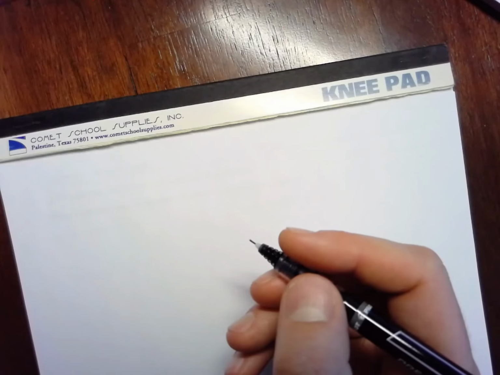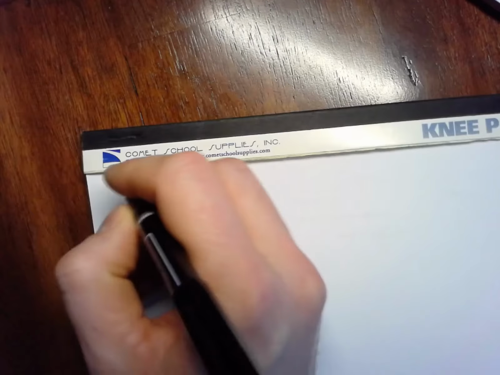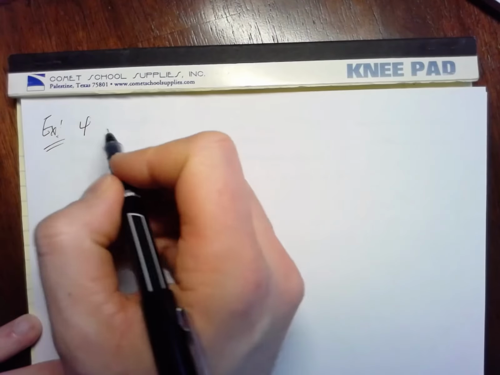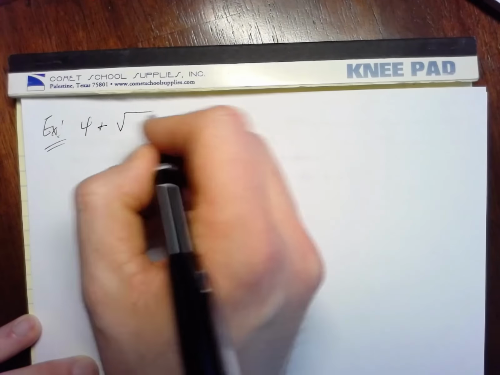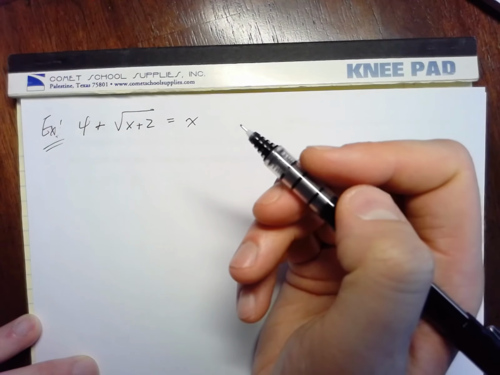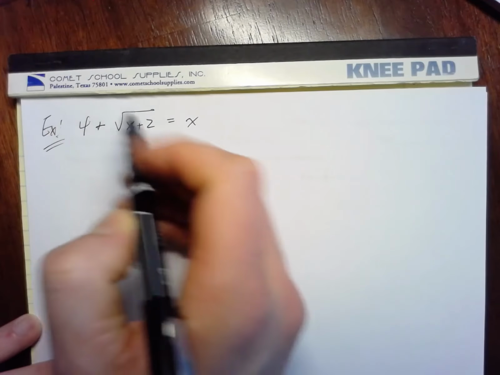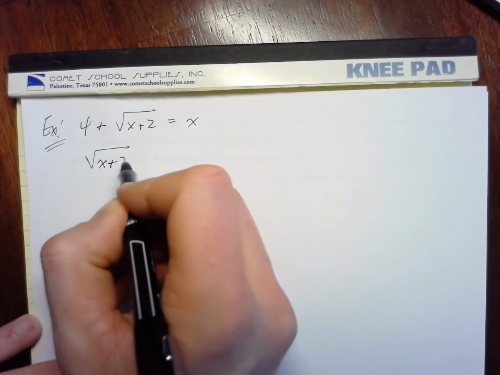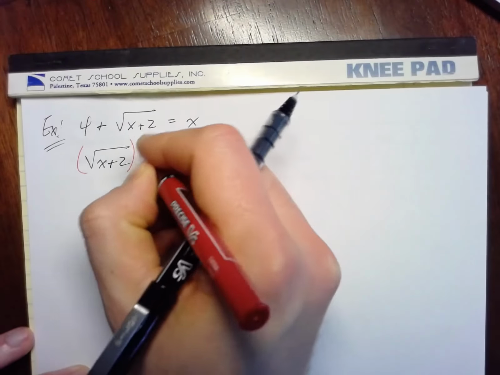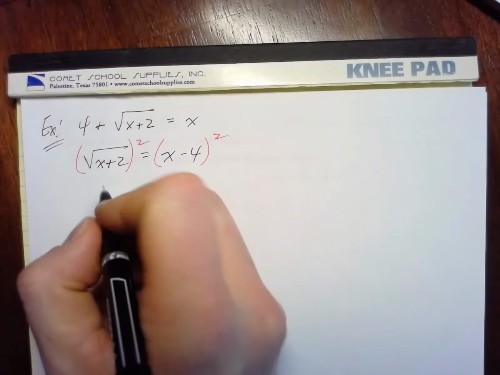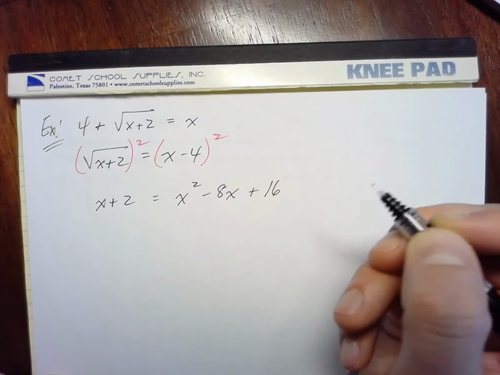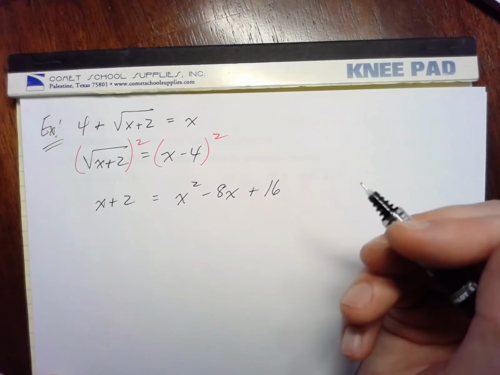Okay, so let's do an actual example of this. The example is going to be 4 plus square root of x plus 2 equals x. We can isolate the radical before we square it, so subtracting 4. Then we square both sides. Notice the right hand side you're going to FOIL. X squared minus 8x plus 16.